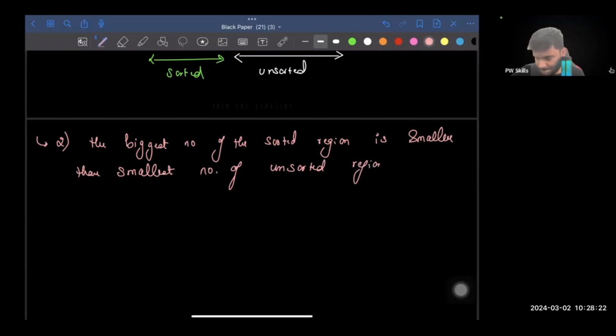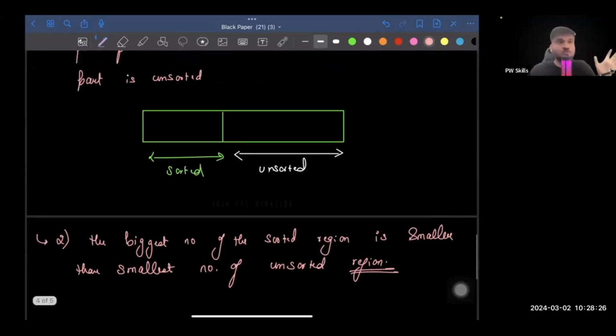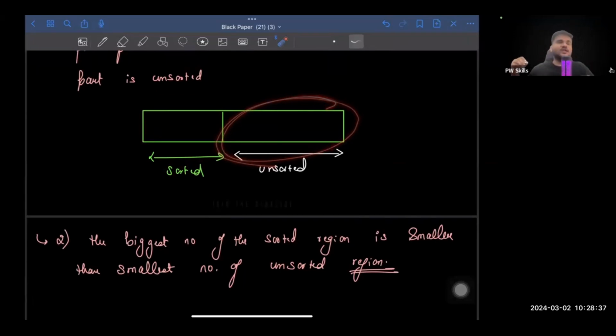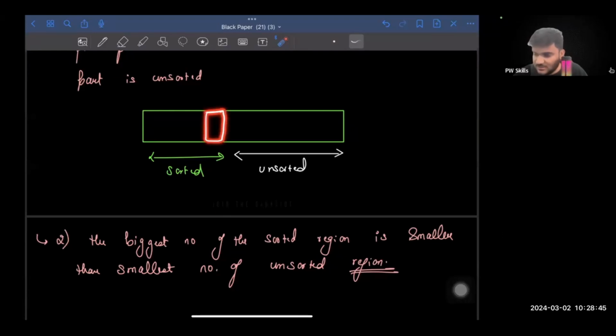Listen to this very carefully. Just assume for a moment that you land up in a scenario where the initial part of your collection is sorted in increasing order. The later part of your collection is unsorted, and the biggest number of the sorted region is smaller than the smallest number of the unsorted region. Let me give you an example like this.